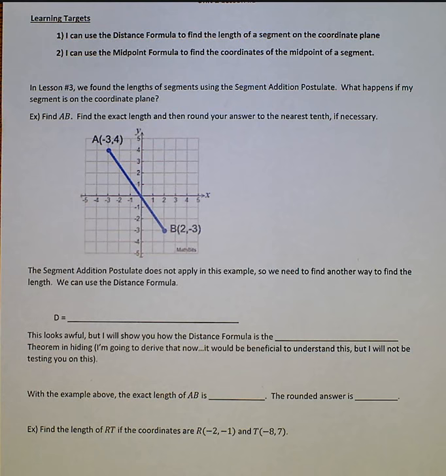Okay, what happens if my segment is on the coordinate plane? Let's find out. In this example, they want us to find AB. Find the exact length of AB and then round your answer to the nearest tenth if necessary. It's a little bit different than just finding the segment, and the reason is we don't have any information to do it. It's on a coordinate plane as well. So we need another way to find length, and we can do this using the distance formula.